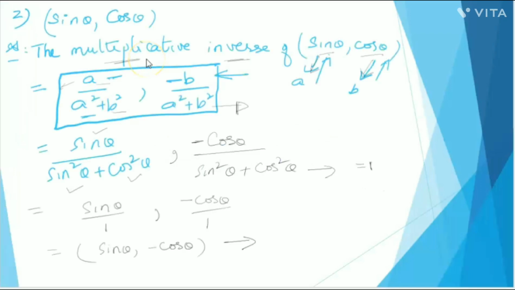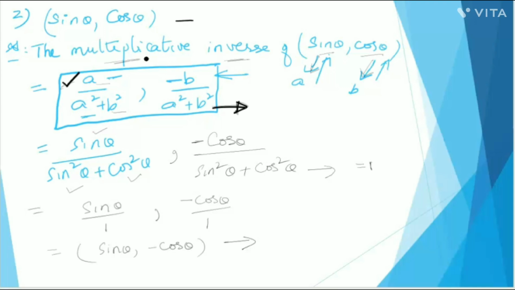Here the next question is find the multiplicative inverse of sin theta comma cos theta. The formula is a divided by a square plus b square comma minus b divided by a square plus b square. This is the formula that we are going to use.